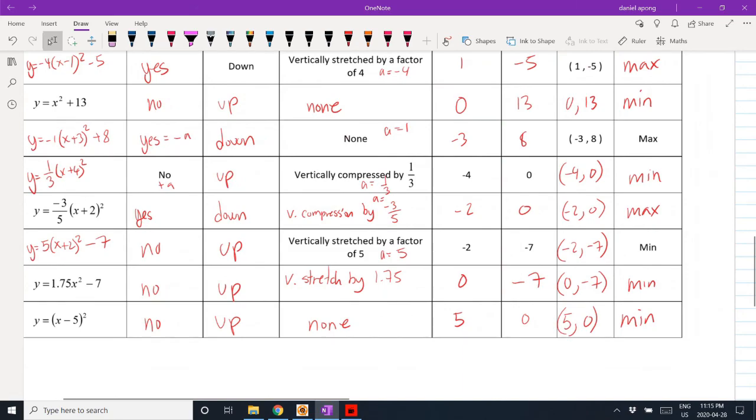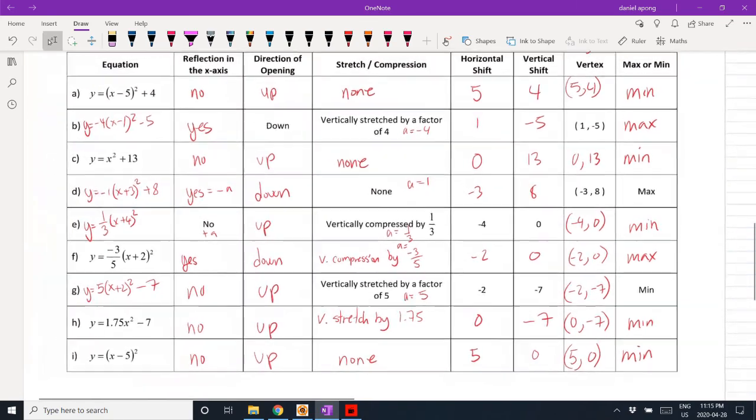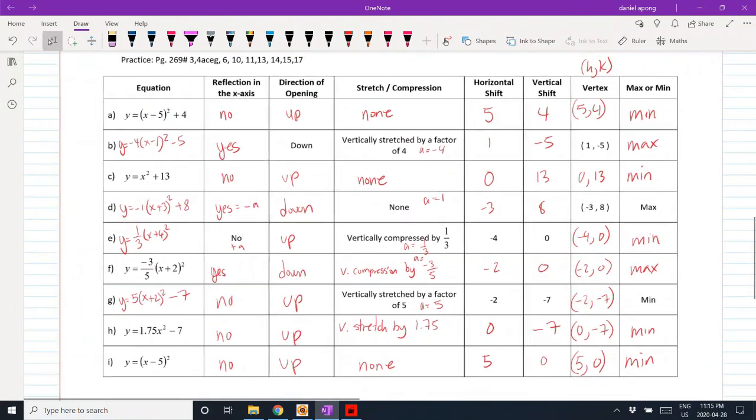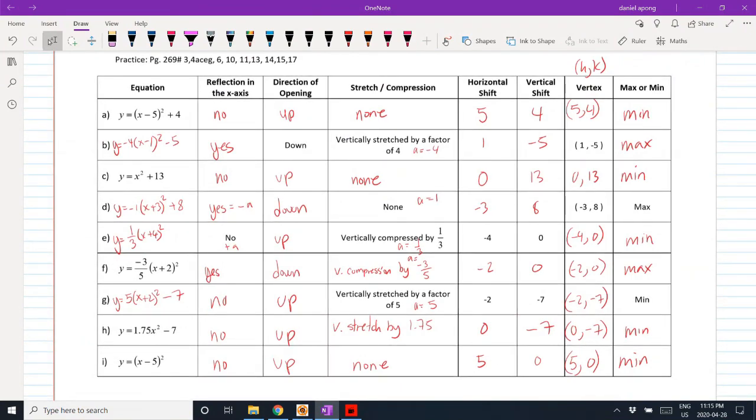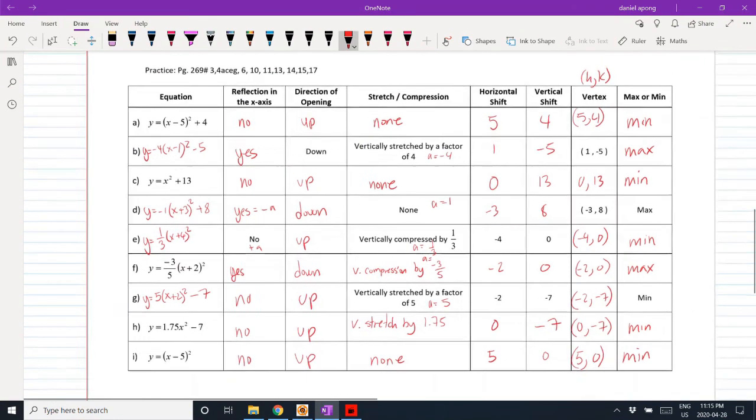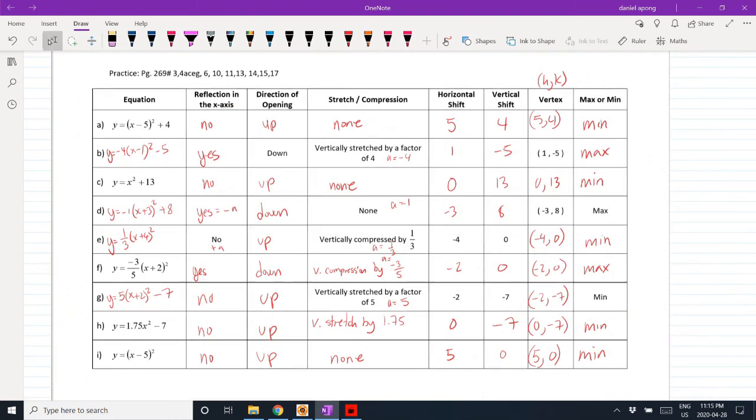Not so bad. Okay. I think you have a better understanding of how the vertex form works. It gives us a lot of information, and it's pretty easy to use. You just have to be a little bit careful with all the moving parts, especially with that negative h thing.